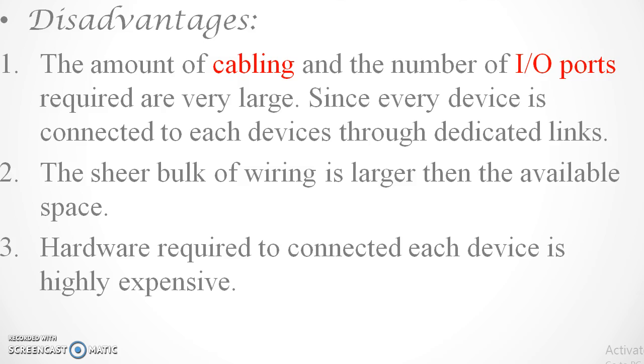Now we will look at the disadvantages of mesh topology. The first disadvantage is that the cabling required is very large. You require a large number of cables and input-output ports. That's one of the main disadvantages of mesh topology. That means the installation cost will be very high. The sheer bulk of wiring is larger than the available space, and the hardware required to connect each device is highly expensive. So overall we can say that in case of mesh topology, the installation cost will be very high.